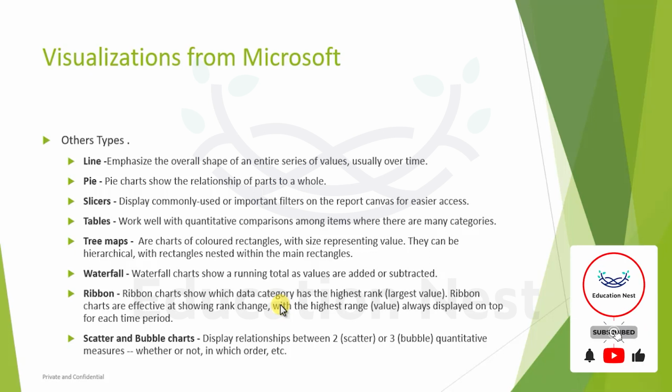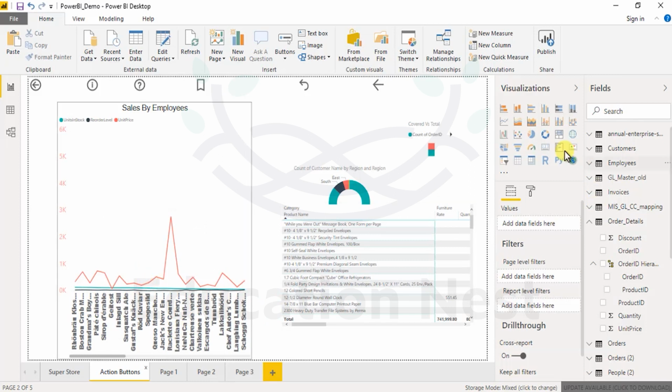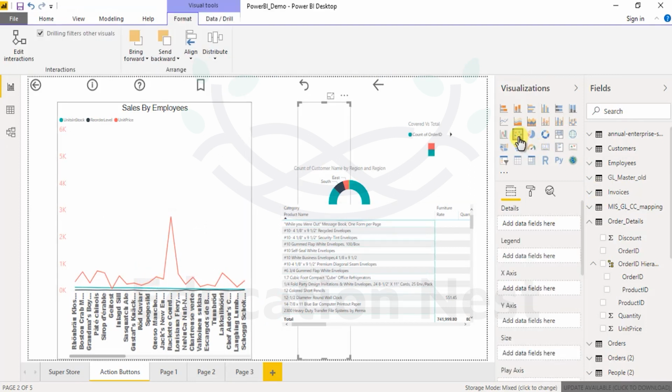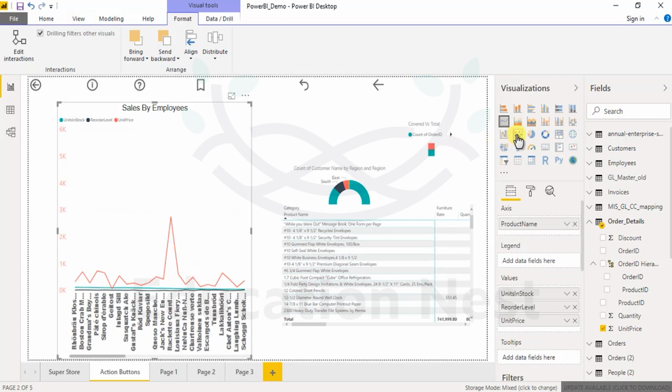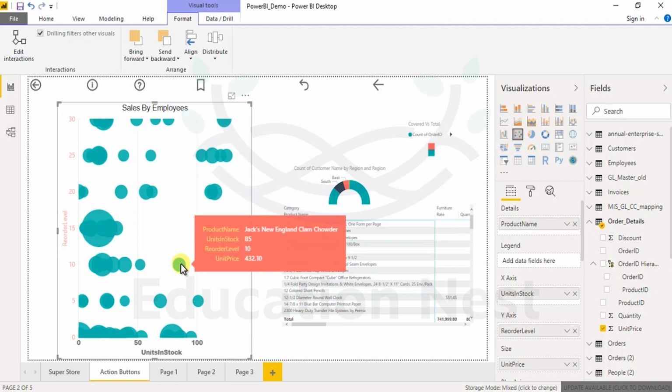Scatter and bubble charts display the relationship between two or more measures. Let's have a look. If these are the measures and if I put it into a category, what happens? This is how it looks. So for this person, his reorder level is so and so. For this product, the units sold is this and it's a huge volume. Unit price is this, right? The size is based on the price. So the larger the price, the larger the circle. The smaller the price, the smaller the circle.